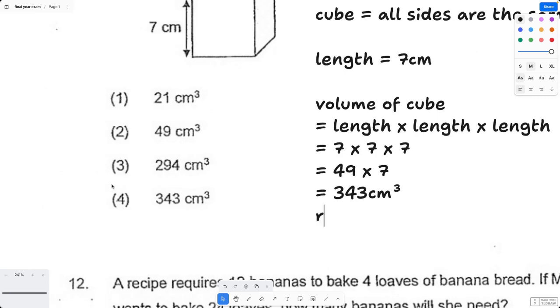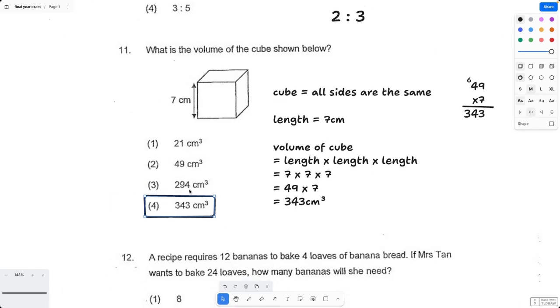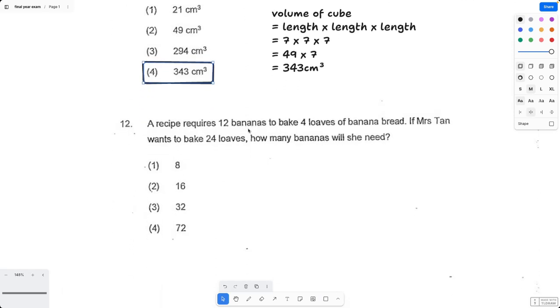And yep, there you go. Option number 4 in this case. There you go. So that's the volume of this cube over here. Let's move on to the next question.